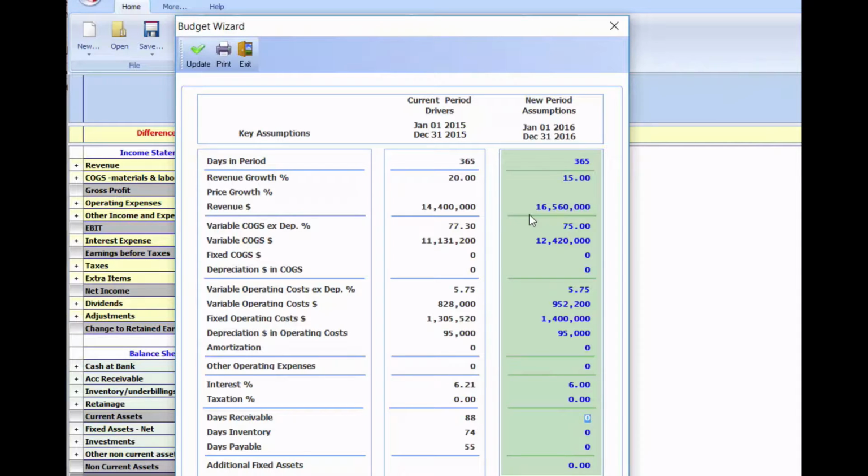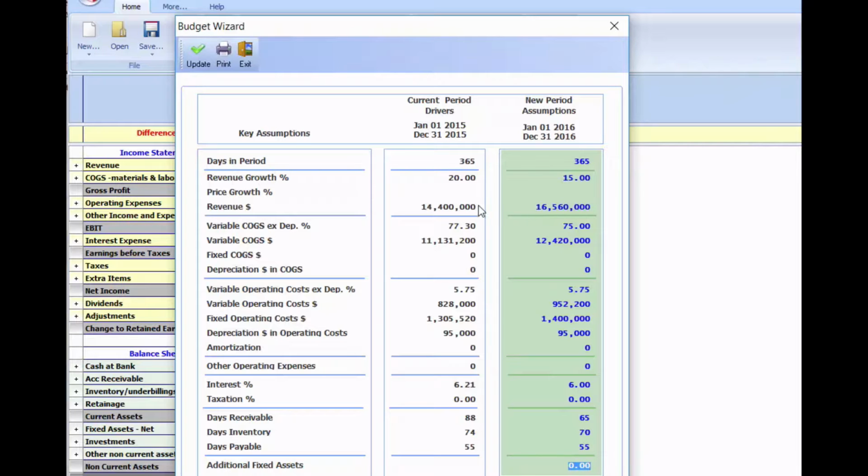And we're going to make a little bit of improvement in our receivables. We're going to focus on this area and bring our receivables maybe down to 65. Our inventories are sitting at 74. Remember, that's the inventories and under billings. We want to keep that a little bit lower at about 70 days, and maintain a payable position of about 55.